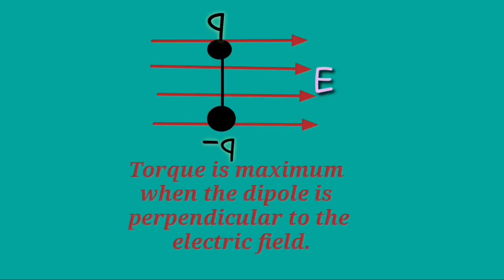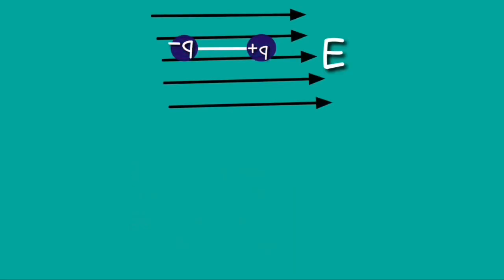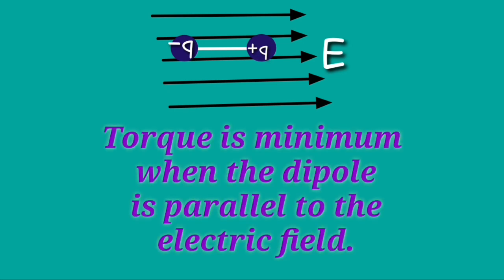Therefore, the torque on a dipole is maximum when the dipole is perpendicular to the electric field. And the torque on a dipole is minimum when the dipole is parallel to the electric field. That is, the angle between the dipole moment and the electric field is 0 degree.